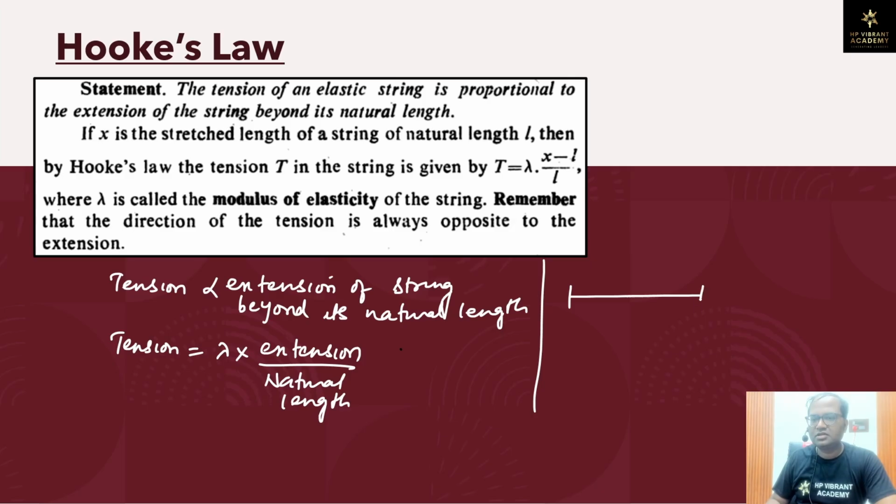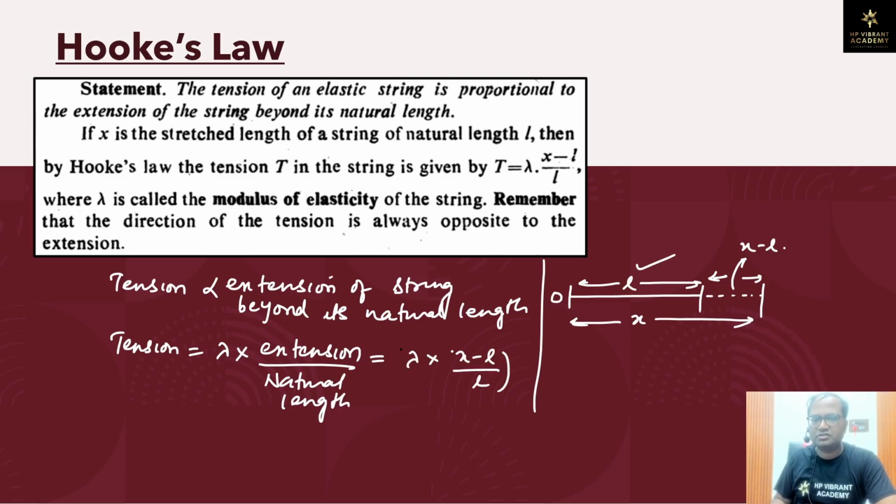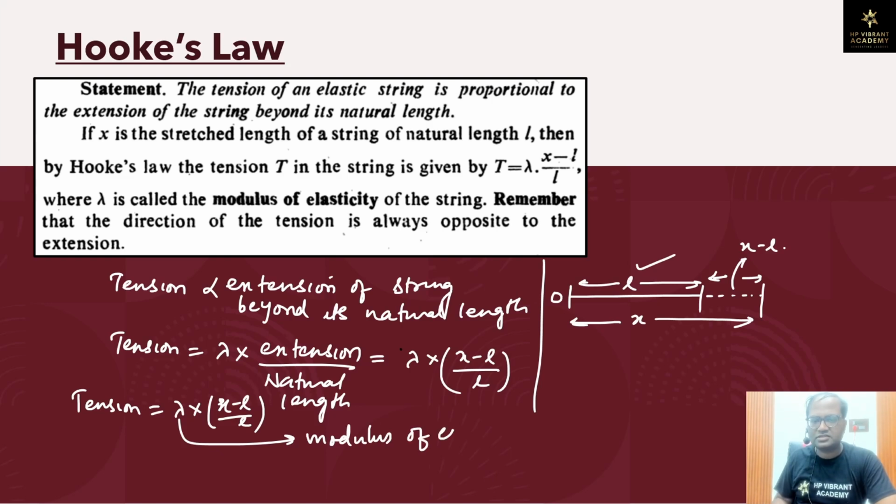For understanding this, let us consider an example. Let us consider a string of natural length L. Let us extend this to a distance of x from O. So what is our extension? This is our extension. The extension is x minus L, and this is our natural length. So the tension is equal to lambda into x minus L upon L, where lambda is the modulus of elasticity.